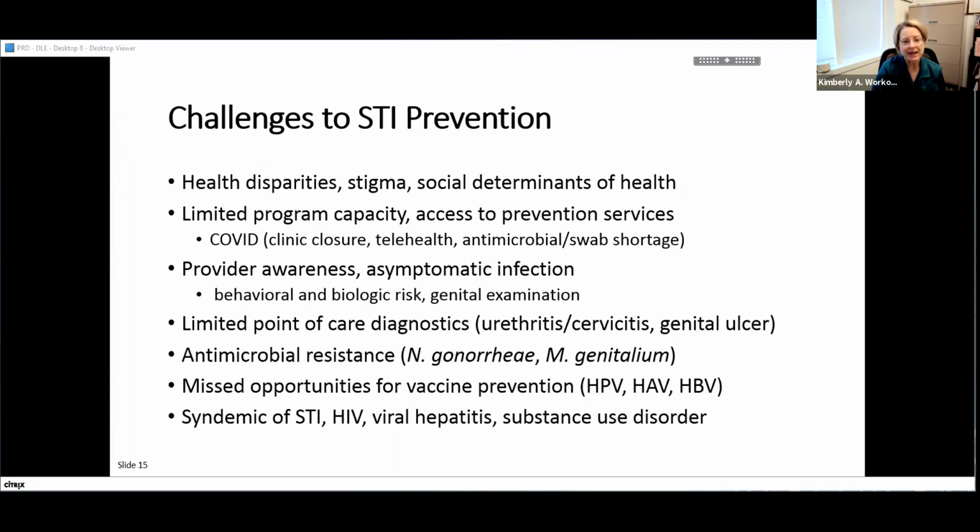Most STIs are asymptomatic, so we have to do a behavioral and biologic risk assessment. We have to know about the atypical presentations, and I'm going to go over some of the interesting things that we've recently seen. We have limited diagnostics at the point of care. We don't have a way to quickly diagnose the etiology of urethritis, cervicitis, or genital ulcer disease. We've got increases in antimicrobial resistance, both for gonorrhea and Mycoplasma genitalium. We sometimes miss the opportunity to vaccinate individuals against vaccine preventable STIs, including human papillomavirus, hepatitis A and B. And then we have this ongoing syndemic of STIs, HIV, viral hepatitis, and substance use disorder, where all these entities are entangled and overlapping.